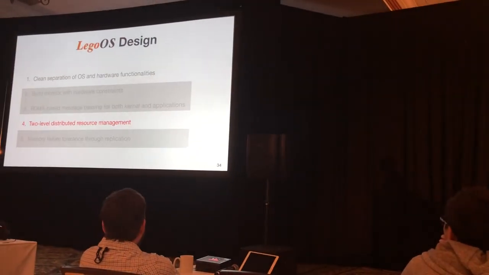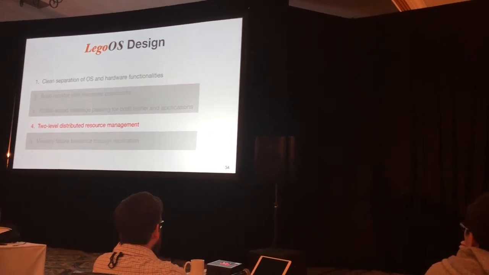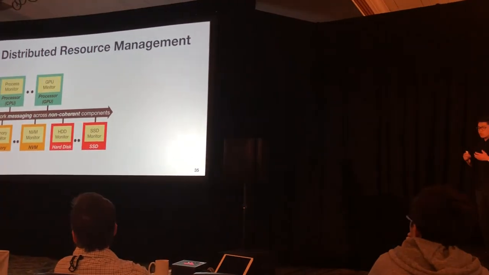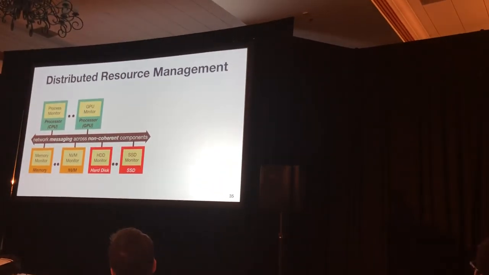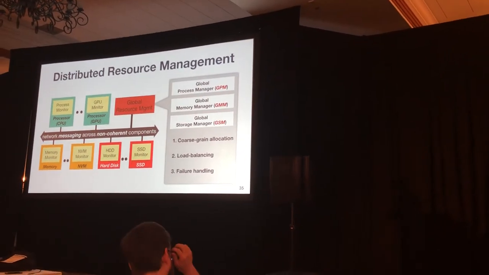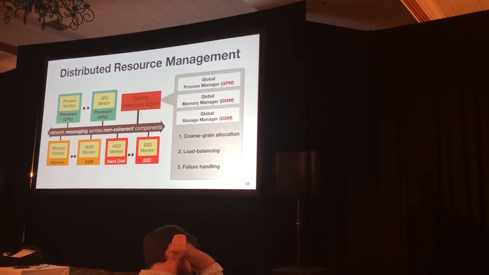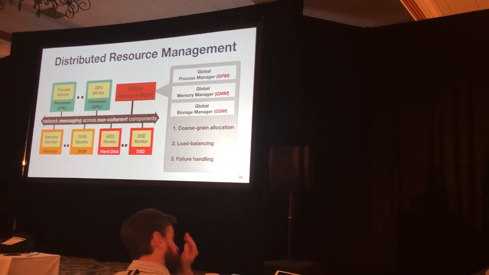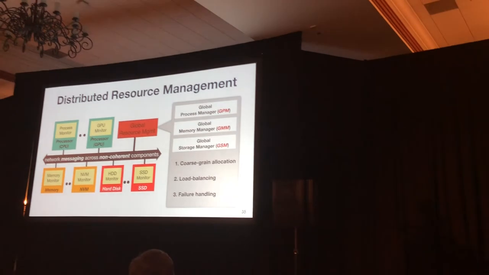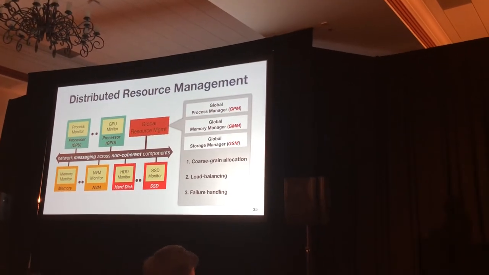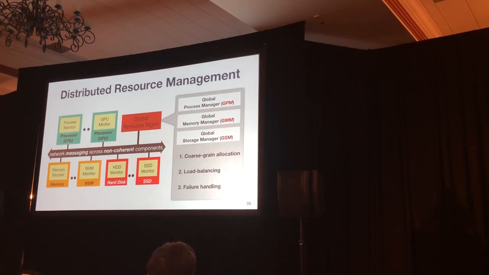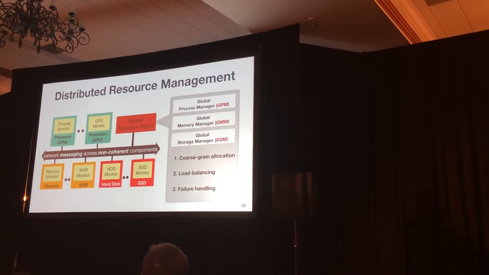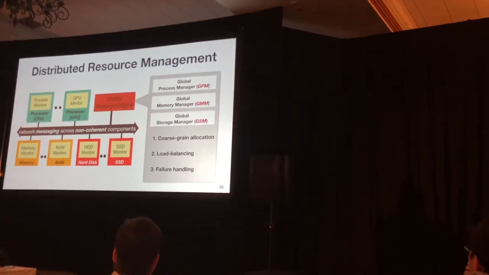Now let's look at the first design, which is about how we manage distributed resources. We use a two-level approach to manage distributed resources. We build several global managers to do coarse-grained resource allocation. They will also do load balancing and failure handling. We separate them into three global managers: global processor manager, global memory manager, and global storage manager. At each hardware component, we do fine-grained resource allocation.